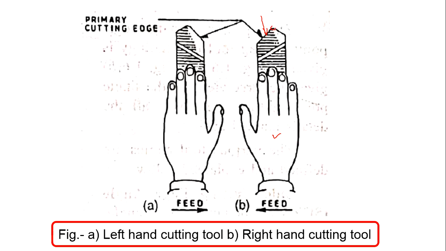So this is the nose of the tool with the finger pointing towards the nose, and if your thumb shows the major cutting edge, then this is your right hand cutting tool. What is the left hand cutting tool?